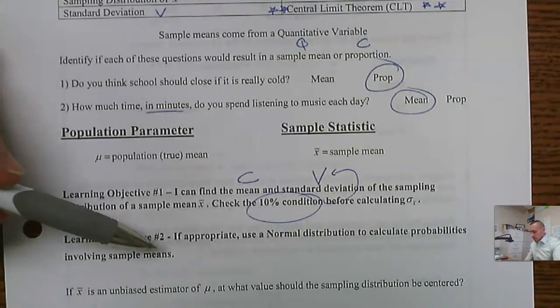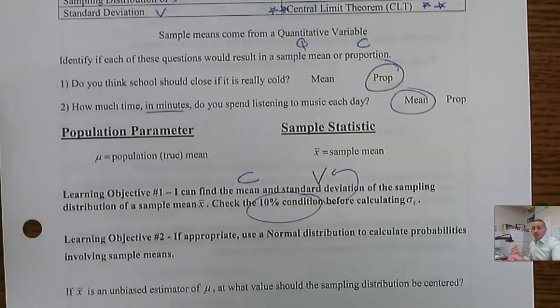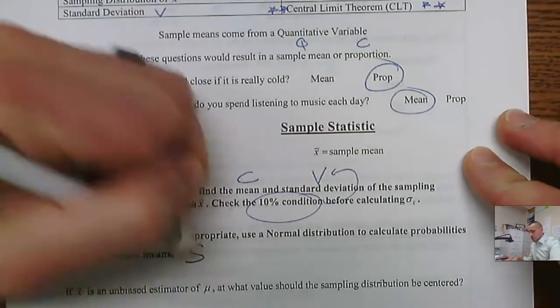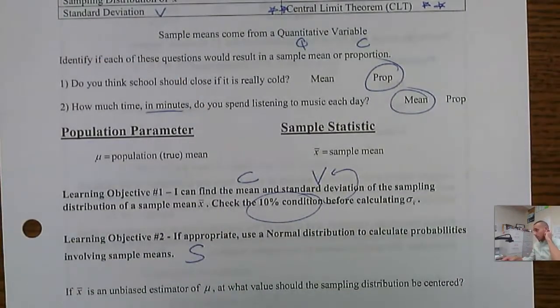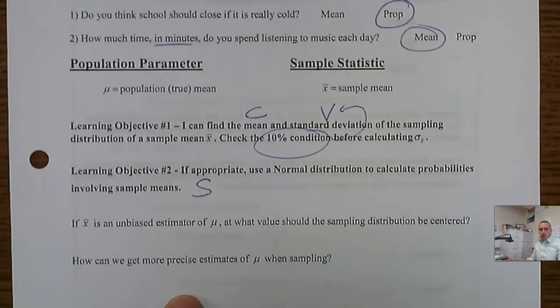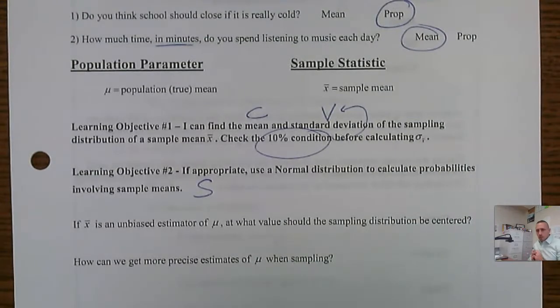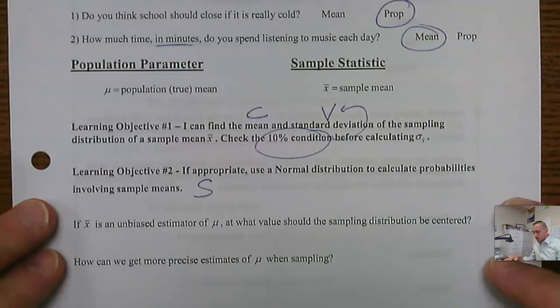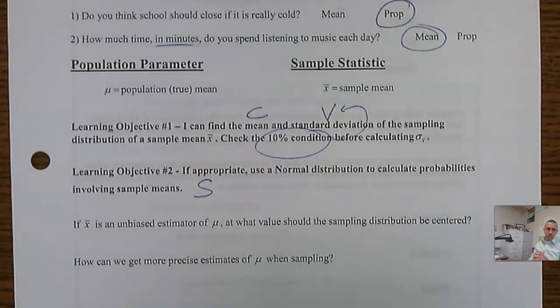Learning objective 2, use a normal distribution if appropriate. So this is getting into the shape. For last week, we talked about categorical variables, and we talked about this large counts condition, having at least 10 successes and 10 failures. Things are going to be a little bit different here. All right, these two questions. I would take a look at these, read through them, and answer them. So why don't you pause the video now, read through these two questions, and answer those.